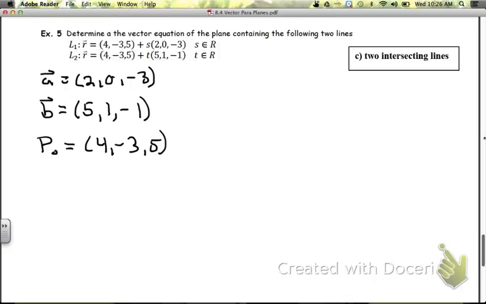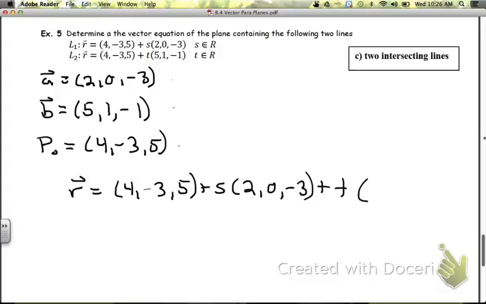So since we know all three of those and we want to determine the vector equation, all we need is our point, our vector a, and our vector b. So therefore, our vector equation is just equal to (4, -3, 5) plus s times (2, 0, -3), so that's our vector a, plus t times (5, 1, -1). And that's all that needs to be done there. So that's when you have your two lines that are intersecting one another. And that is the lesson for today.